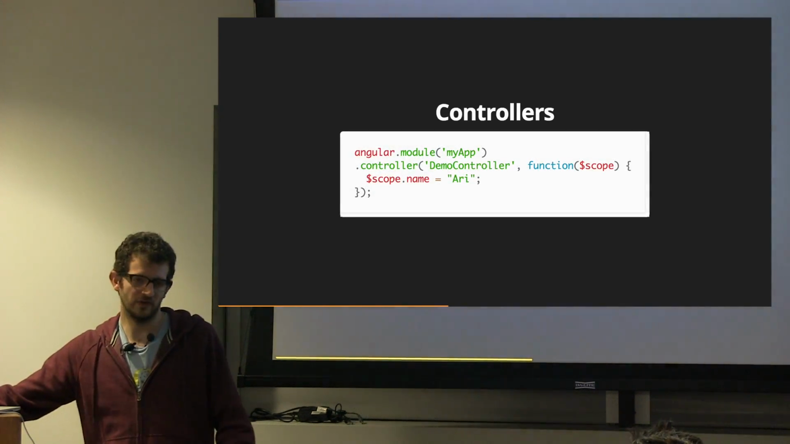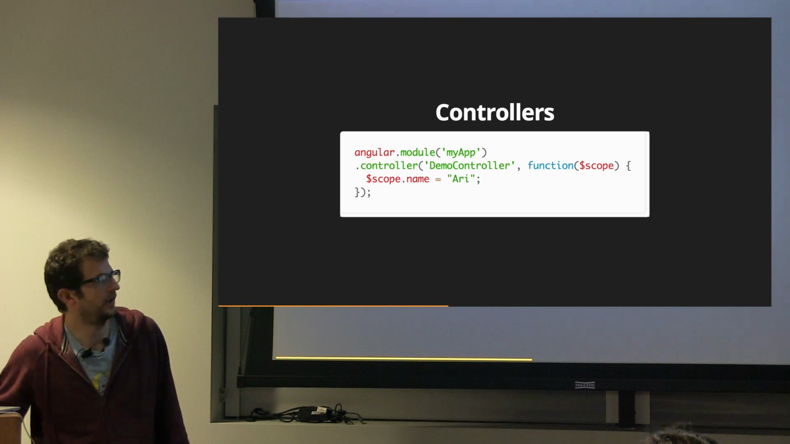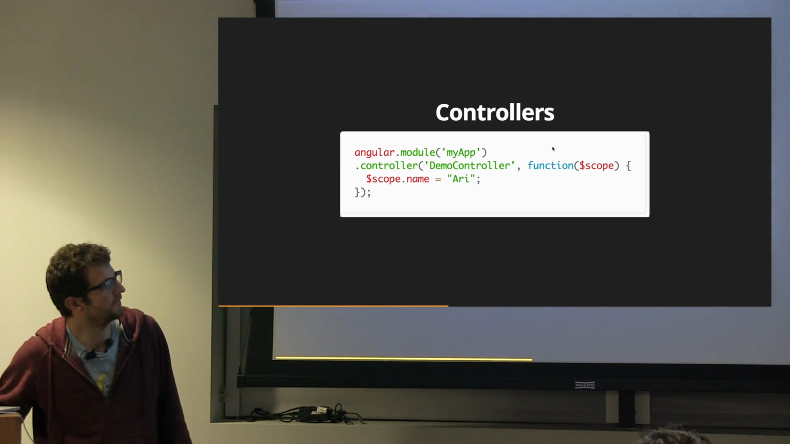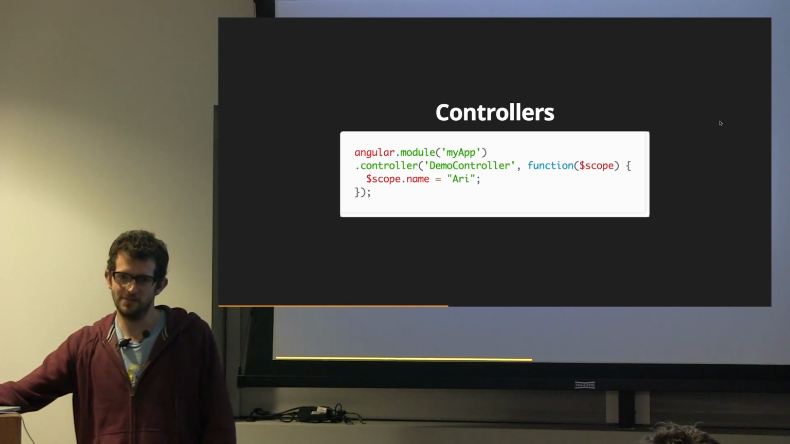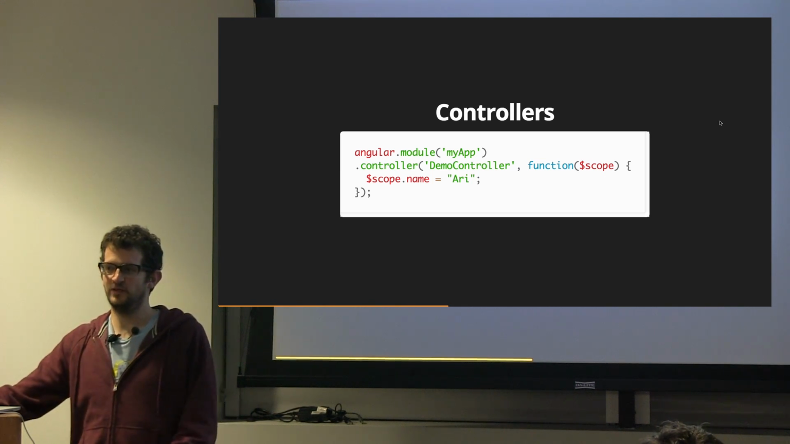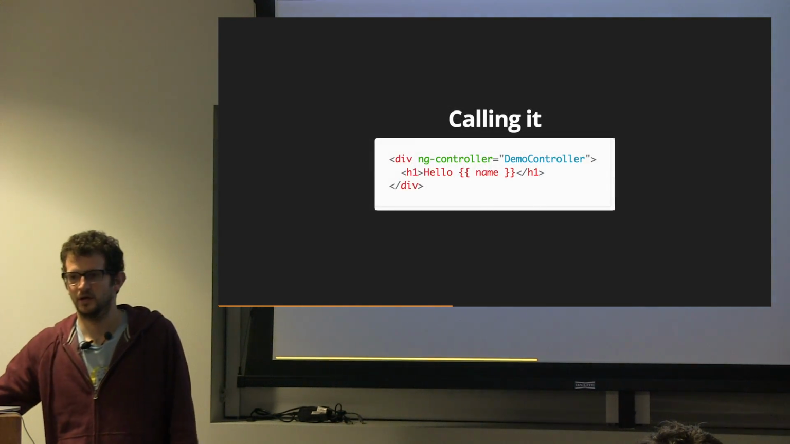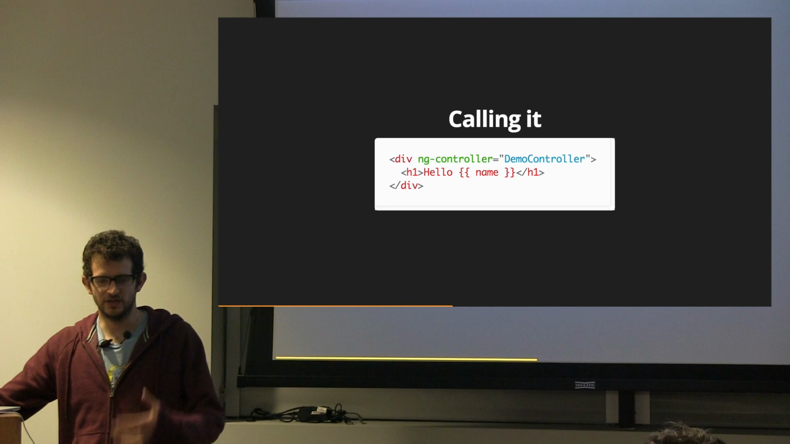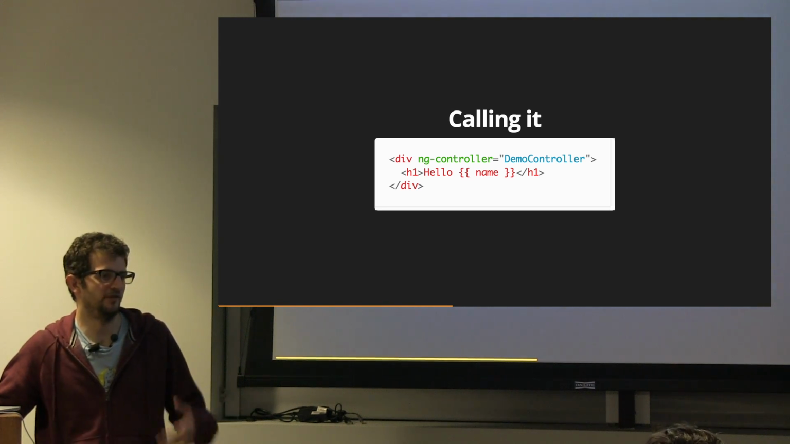This is what a controller looks like. Notice that I'm calling the controller function on our Angular module that we defined right there. In this case, I'm only setting a single variable called name, and that name includes a value called Ari, which happens to be my name, and that gives the HTML DOM element underneath it, all its children, access to that variable called name.